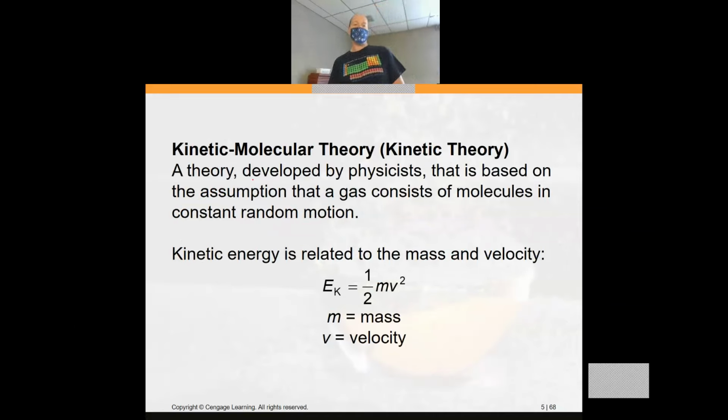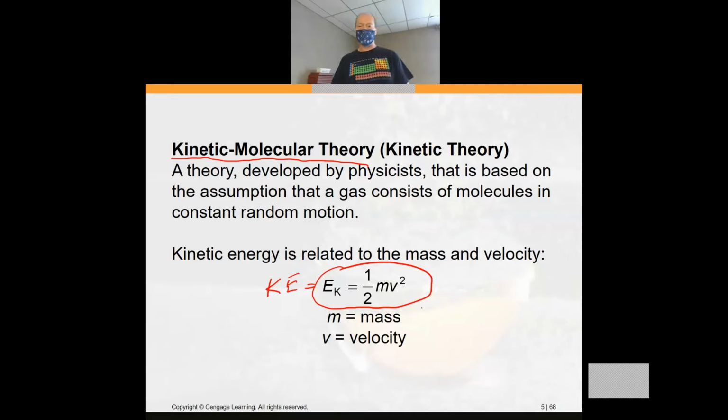All right. So next topic for chapter 5 is the kinetic molecular theory. We're going to talk about kinetic energy, the energy of motion. EK is equal to kinetic energy. It used to be KE, so if you see KE, that is kinetic energy. If you see EK, that is kinetic energy. And that is 1/2 mv squared.